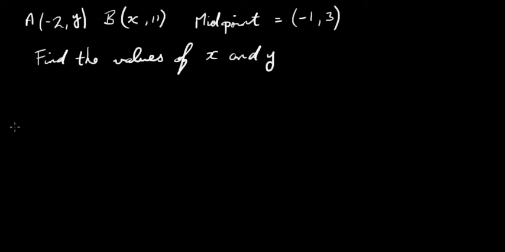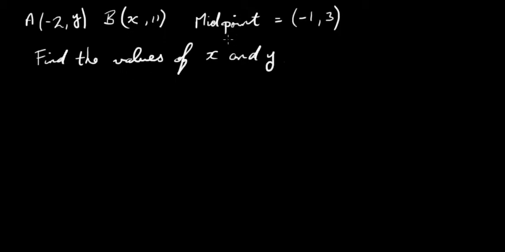Okay, so in this video we're going to look at solving a problem involving midpoint. What we're given in the question in this case is a point A and a point B. Point A has coordinates (-2, y), and point B is (x, 11). So we don't know what y is, we don't know what x is here.